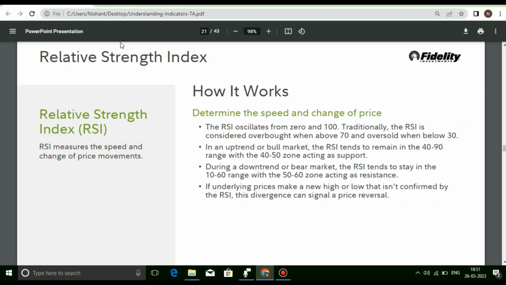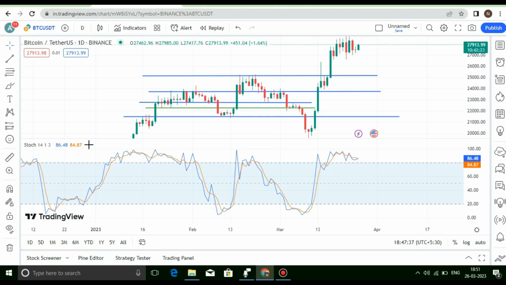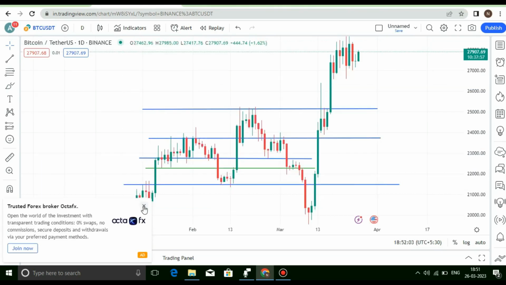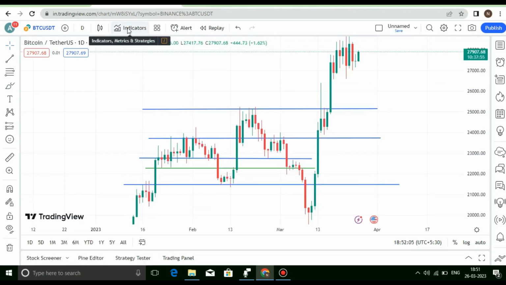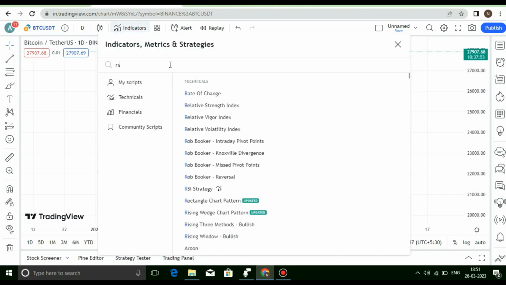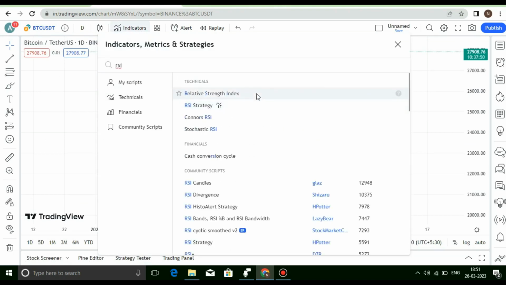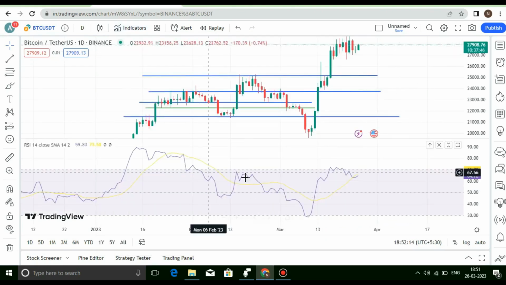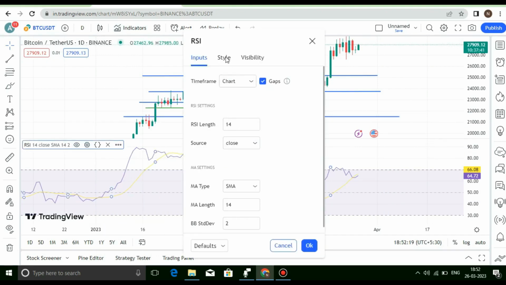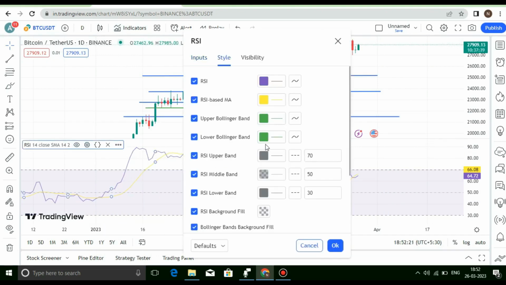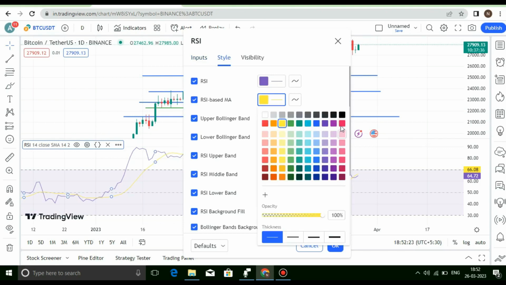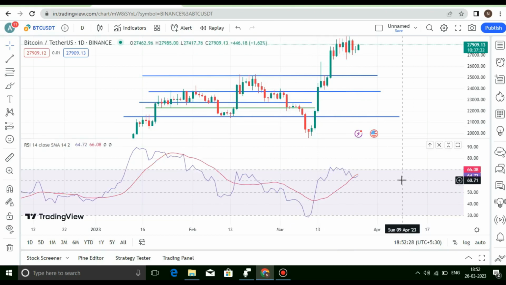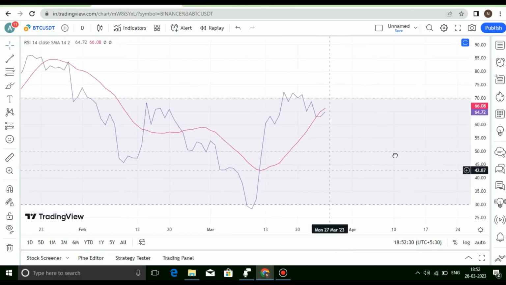Now first of all, let's apply RSI in our chart. Okay, in our Bitcoin chart, let's go and apply RSI. So in the indicator tab, let's search RSI. So here it is, the relative strength index. You can see it over here. So I have applied that, and this is my relative strength index. In this, I will be changing the style, because I don't like the yellow color. I like some dark color, like red. So this is the RSI. You can see it over here.